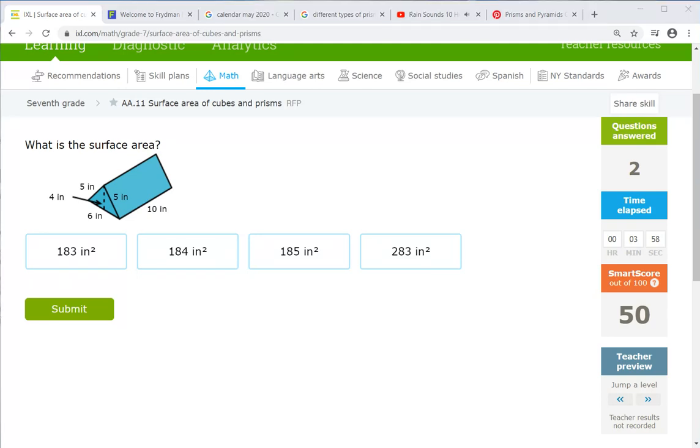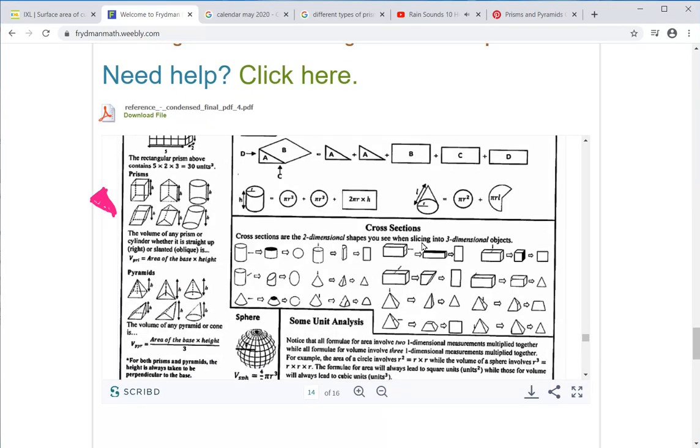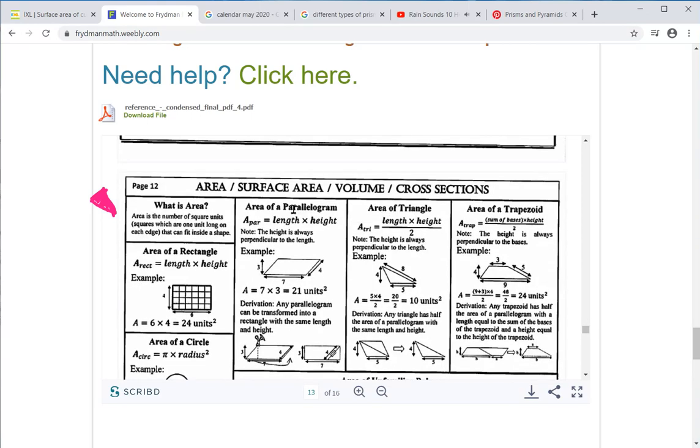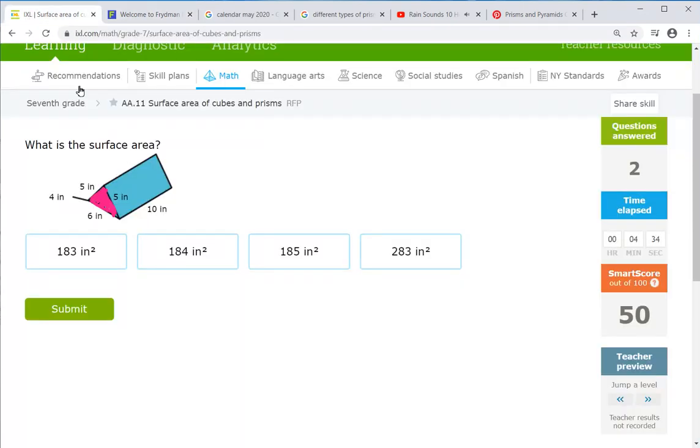So the first thing that we're going to do, actually it doesn't have to be the first thing, but we're going to find the area of this base here, and that is a triangle. So if you recall, if you go back, what page is it on? Page 12 on the reference pages. To find the area of a triangle, it's length times height divided by 2. Okay? Or instead of saying length, I'm going to say base. So base times height divided by 2.